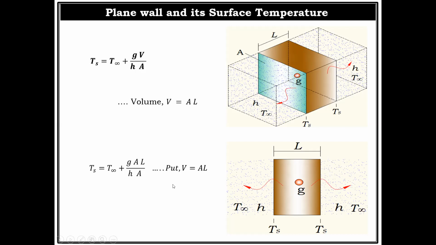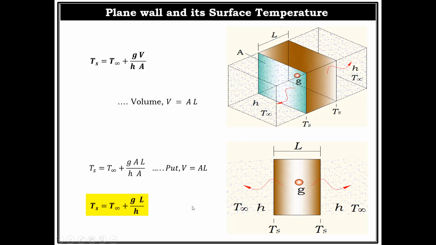So it will be eliminated from our equation. So the surface temperature in plane wall becomes T infinity plus GL, L is the thickness, upon H.